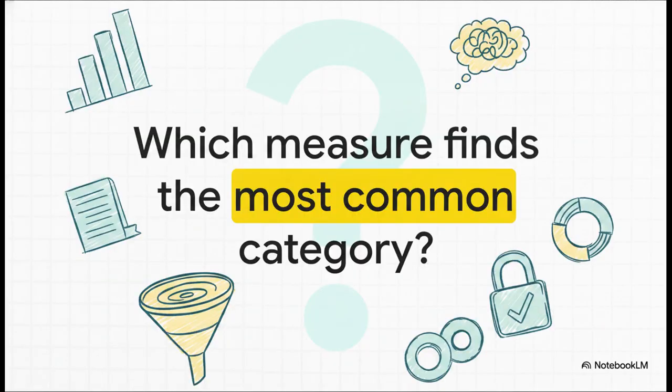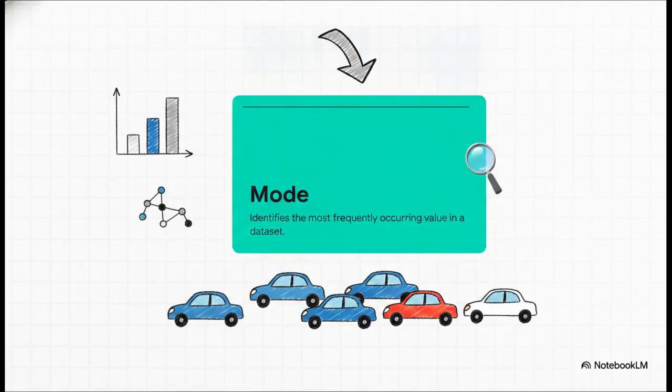All right, we've made it to the final round. Round 5, statistics. Here's your question. Which measure of central tendency is best for finding the most common category in qualitative data? Think of your basic statistical tools. Which one fits best here? Let's reveal the term. The answer is the mode.